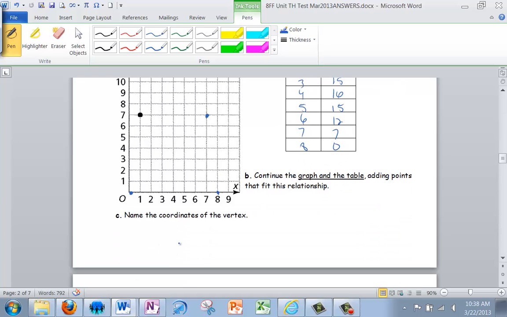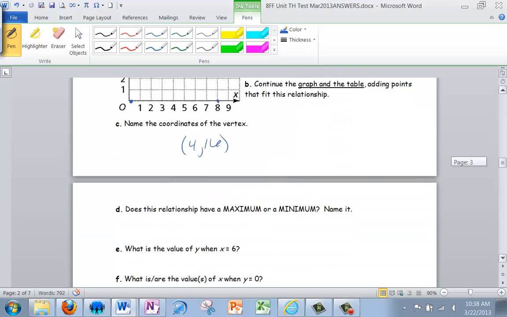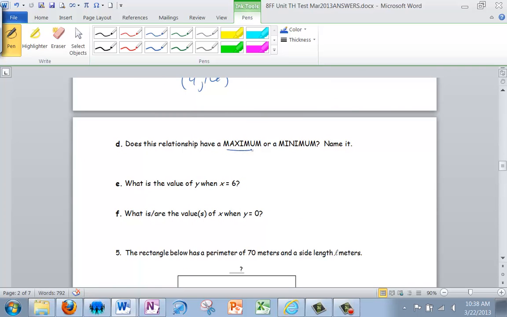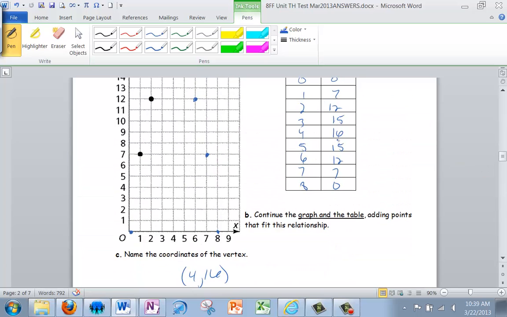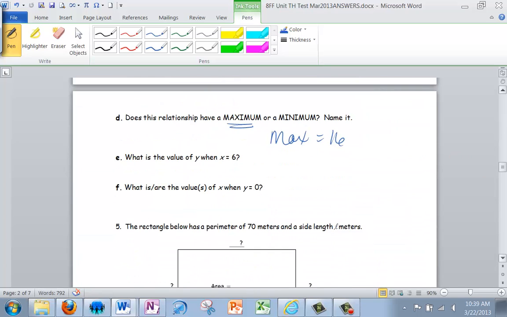Continue it and draw the graph. Vertex would be 4, 16. And then it says, does it have a max or a min? It does have a maximum. There is no minimum. You name the maximum as the maximum for the function. So yes, it is the vertex, but the actual maximum is 16. That is the biggest number that the function will be. So that is the maximum. It happens at x equals 4, but the maximum itself is 16.